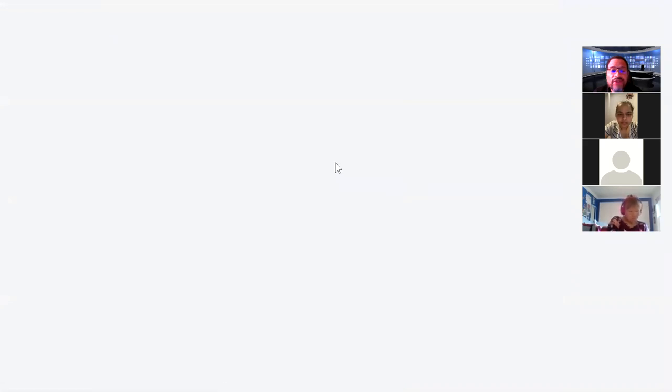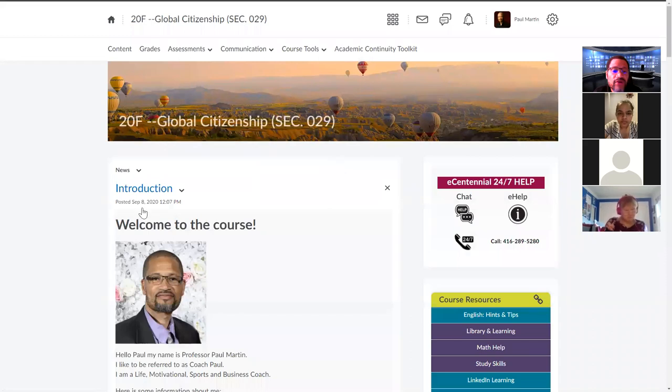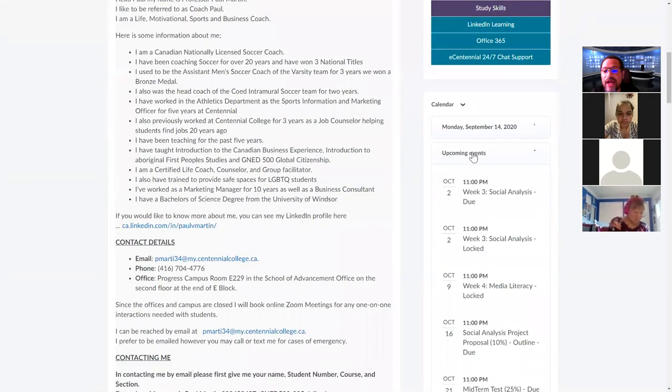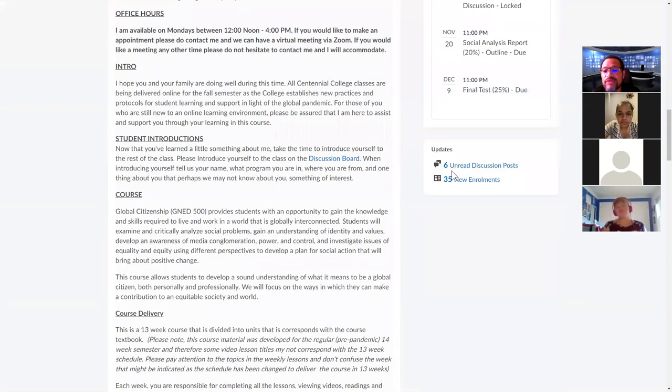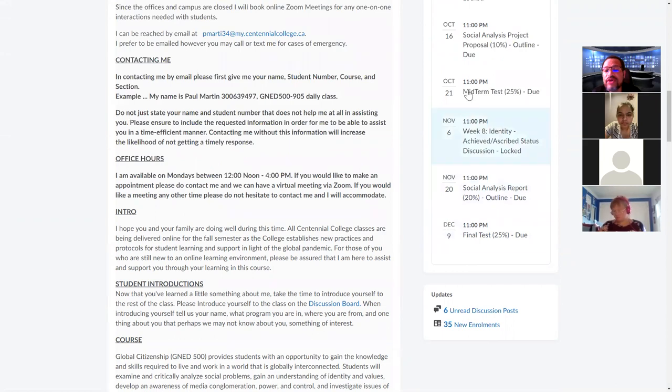This is my home page for that particular course with the introduction as well as the calendar. The calendar has all the due dates in there. Gives me what I haven't read. For me, it has enrollments because I'm a professor. You guys wouldn't have that. But you can now see when all your deadlines are.